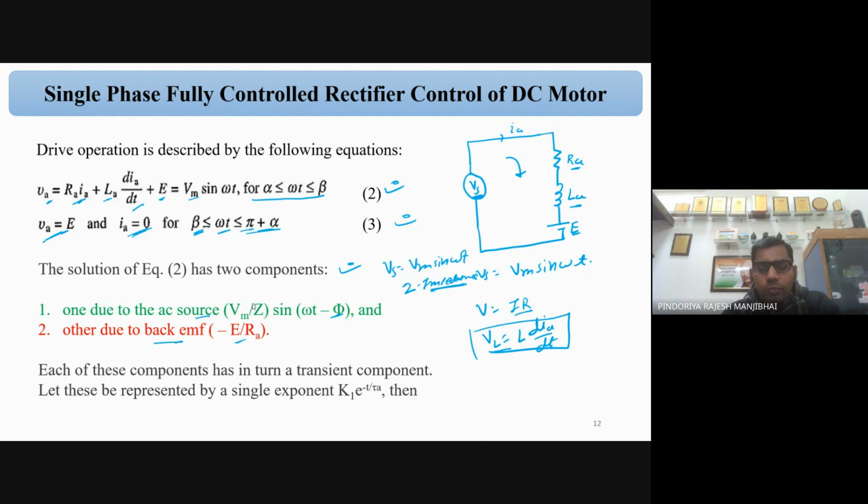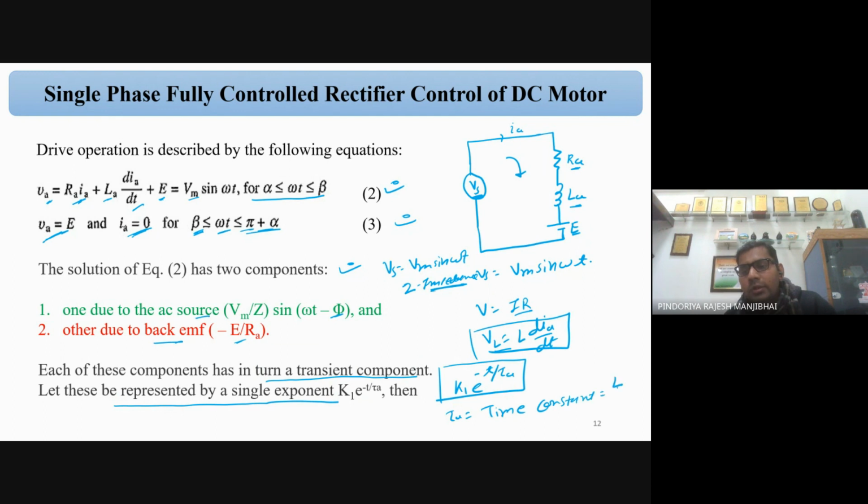Okay, we have these two components for equation number 2. Each of these components has a term in the transient component. Let this be represented by the exponent: K1 e to the power minus t upon tau A. So that is the transient response, where tau A is nothing but your time constant, and that value is LA by RA.